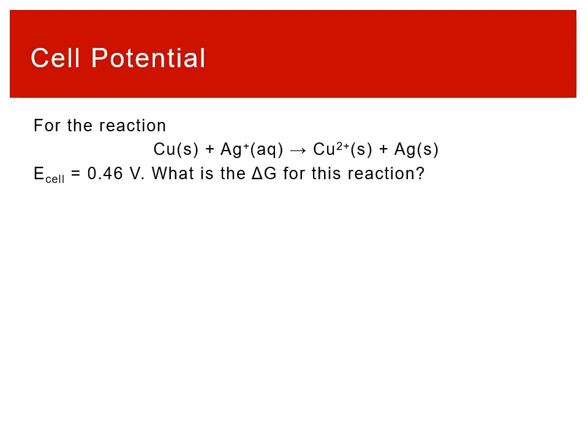So let's apply this, let's see it in action. So for the reaction, copper plus silver cations gives us copper 2 plus and silver. Hey, this was a reaction we've seen previously. E cell is equal to 0.46 volts. What is the delta G for this reaction?